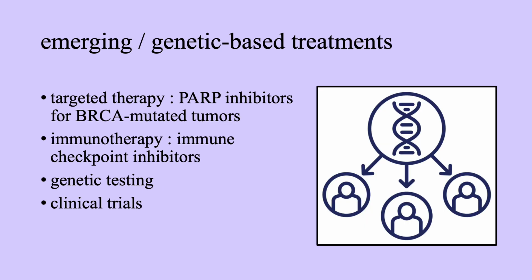Okay, as for emerging and genetic-based treatments, we have targeted therapy. These are the PARP inhibitors for BRCA mutated tumors. So the BRCA, again, those are the hereditary tumors. We have immunotherapy, which is checkpoint inhibitors for patients. These patients have to have their pancreatic cancer cells tested. They must come back positive for these specific gene changes. And then we have gene therapy, experimental strategies to correct or block mutations. We have genetic testing, as well as clinical trials.